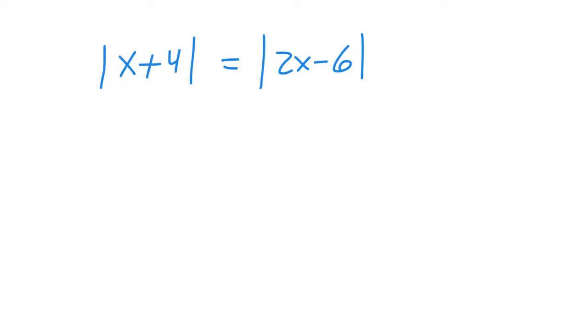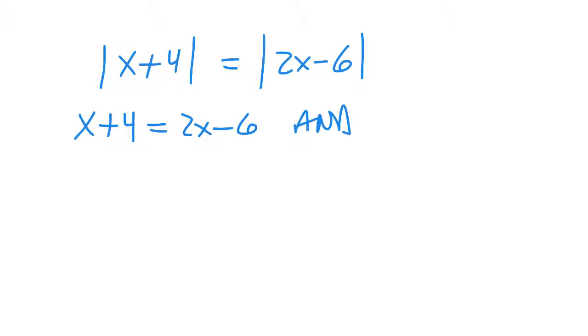Okay, we have one more, and this one looks a little different because we've got absolute value on both sides. That is not a big deal, though. It's actually convenient in that we're going to write this just like the very first one I did. x plus 4 equals 2x minus 6. No change whatsoever, just don't put the absolute value in there.